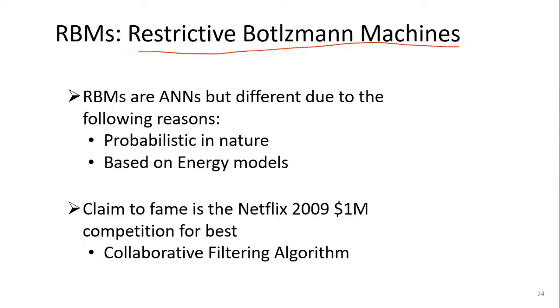But the reason that we're talking about it is because it has some very unique properties which are different from the typical artificial neural networks that we've talked about so far. Okay, so it is an artificial neural network, but it has two major differences. The first difference is that it is of a probabilistic nature, and the second difference is that it uses energy models. Now what does that mean? I'll discuss that as we go forward.